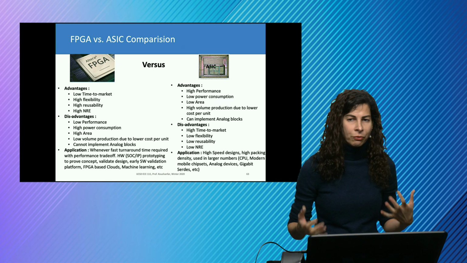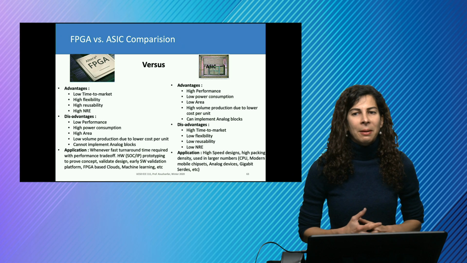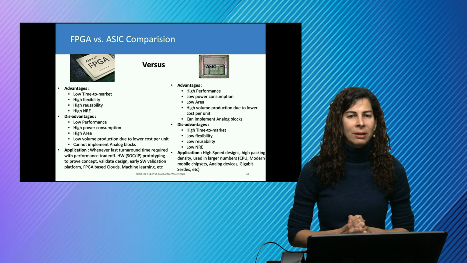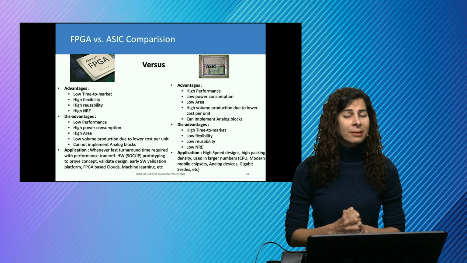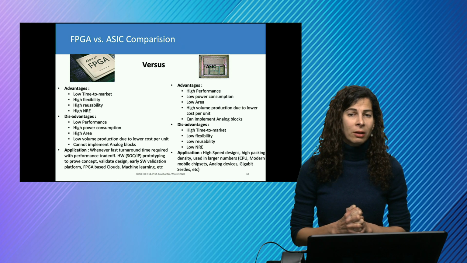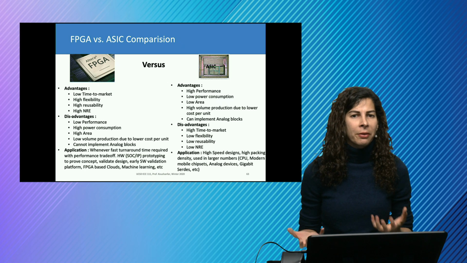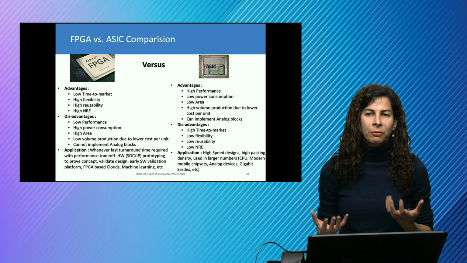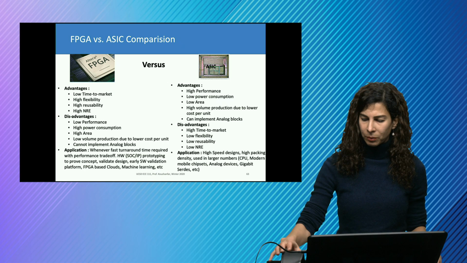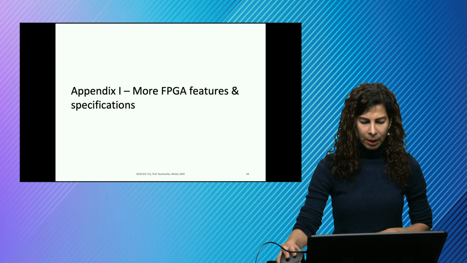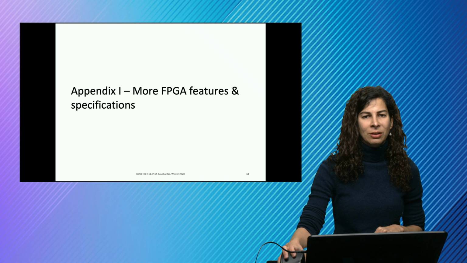And there are applications for both. In fact, FPGAs have been getting more and more market in the past 30 years since they've been introduced and gaining popularity. But there are still a number of applications that are using ASIC, and there is basically no replacement for one or the other. There is a market for both, and that's why both of them are very important to learn and use. In the appendix, you could see more information about FPGA features and specifications.